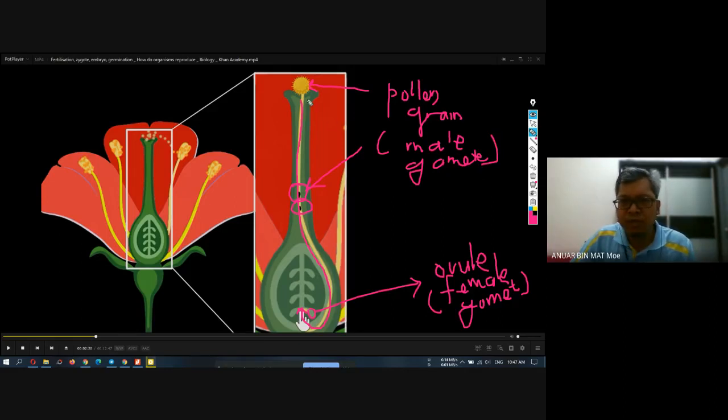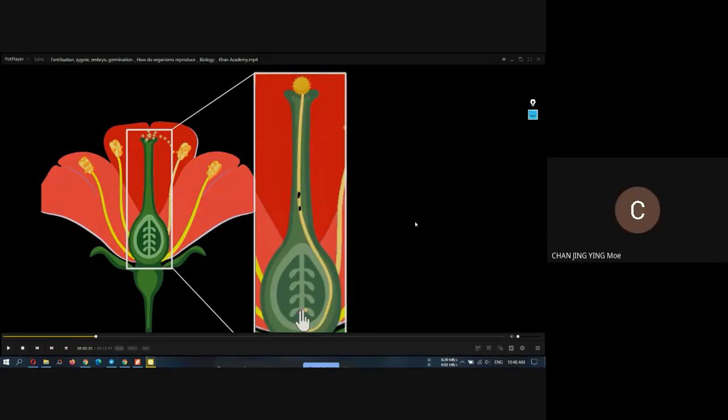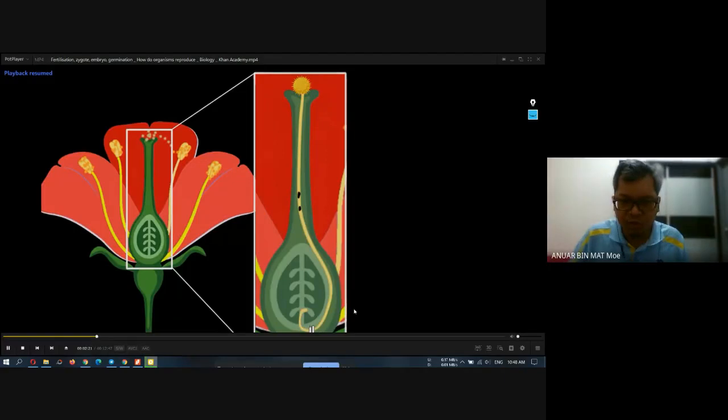And then pollen grain sticks to the stigma, and after a while it will grow a style to carry the pollen grain all the way into the ovary to be fertilized. This is where fertilization happens. Fertilization happens when pollen grain and ovule fuse together. Can you understand it? Shall we continue the video?